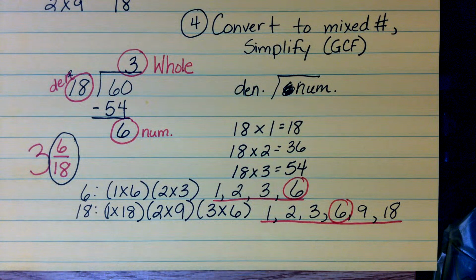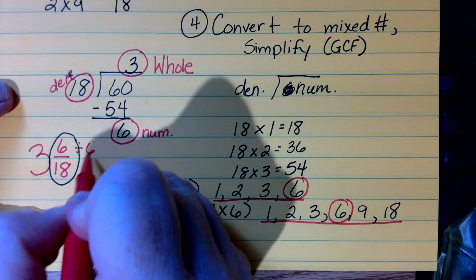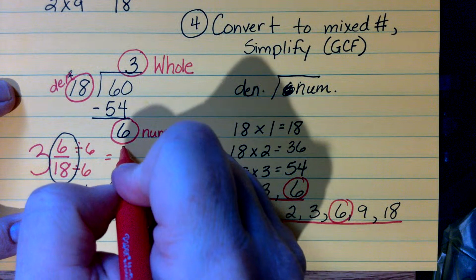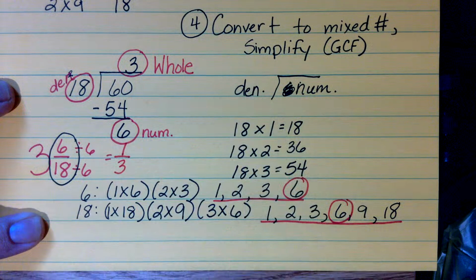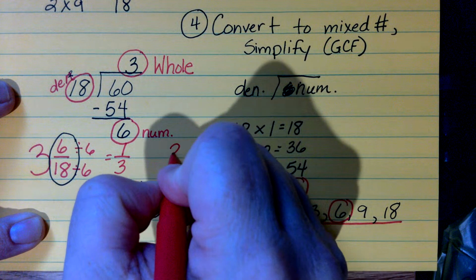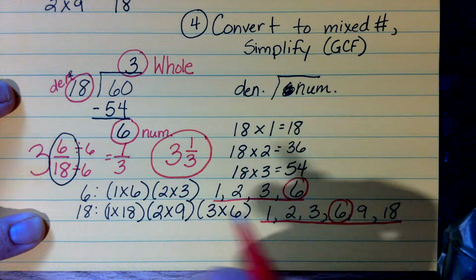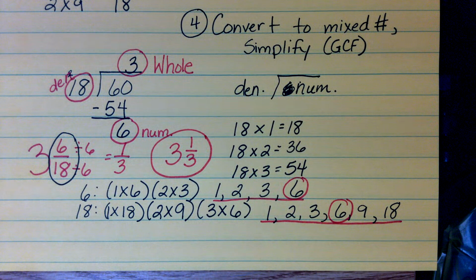So I know that I can divide 6 and 18 both by 6. When I do that, I'm going to do this. 6 divided by 6 is 1. 18 divided by 6 is 3. So 6/18 now becomes 1/3. So our answer is going to be 3 and 1/3. Don't forget to put your whole number with your answer on that. I know that this is a lot of notes, but if you take good notes, it's going to help you.